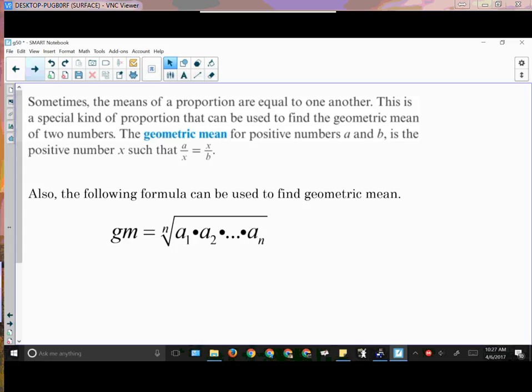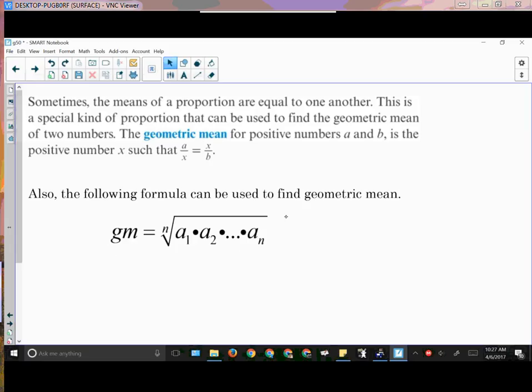The geometric mean can also be calculated another way. If we have this ratio, a over x is equal to x over b, this is one of the ways that we can deal with the geometric mean. So really what we do is we multiply the two numbers we have together and take the square root of them.